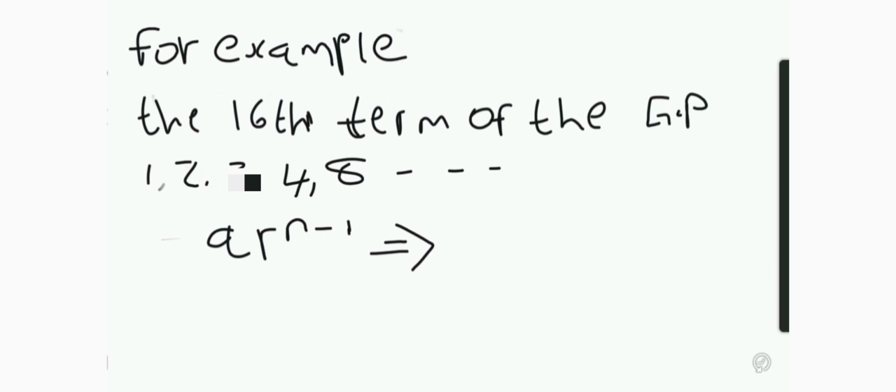So let's look at it. A there is the first term. R there, I can hear you say common ratio, and n is our nth term. For instance, let's say find the 16th term. So our nth term there is 16. You get that? Okay, just like what I just put there. The common ratio is 2, and 16 minus 1 give us 15.